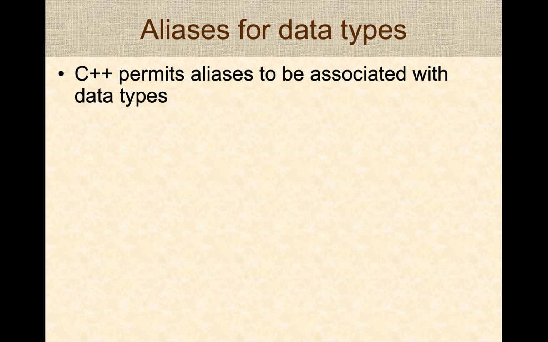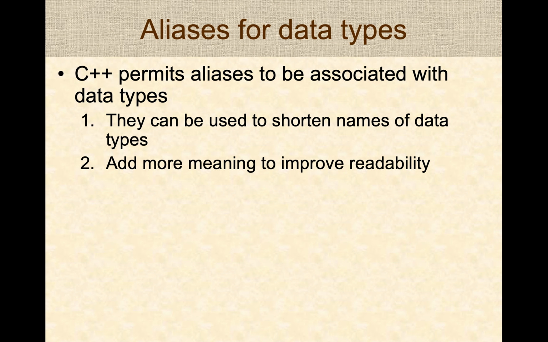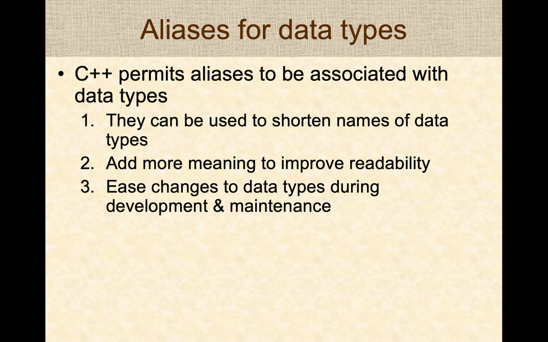When working with different kinds of data structures, it is a good idea to start thinking about aliases for data types. C++ permits aliases to be associated with different data types. Aliases can be used to shorten names of data types so you don't have to type long names for these different data types that we are going to be using. Aliases also add more meaning to improve readability of programs.